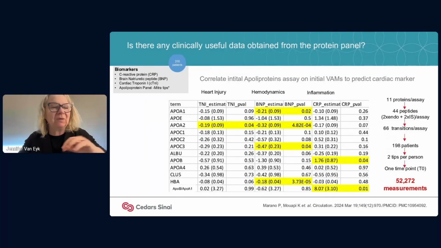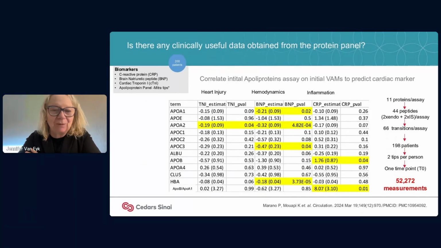So we have twice that many. We have 44 peptides that we're measuring. And because this is MRM, we're measuring the transition, the breakdown products that's part of the sequence. So we're actually measuring 66 transitions. And we did it in 198 patients.